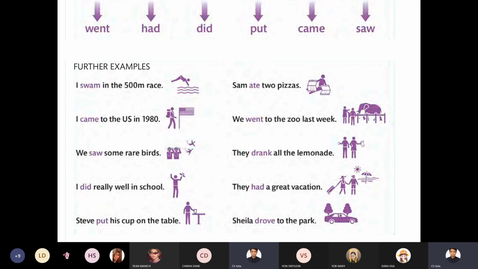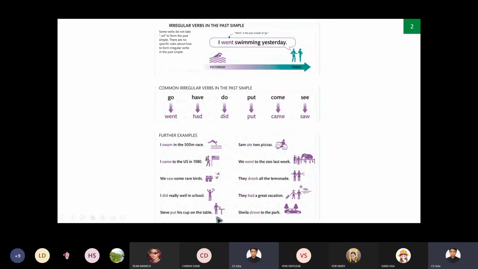Sam ate two pizzas. We went to the zoo last week. They drank all the lemonade. They had a great vacation and Sheila drove to the park. I'm reading fast and I'm doing this fast because this is not your level and this is not from your book as well. I just add more for you, okay?